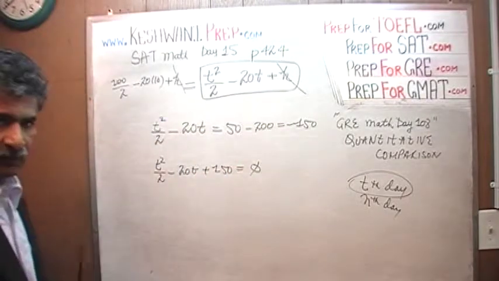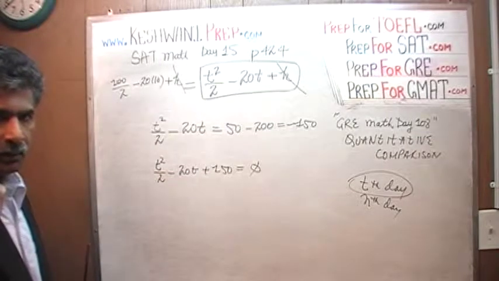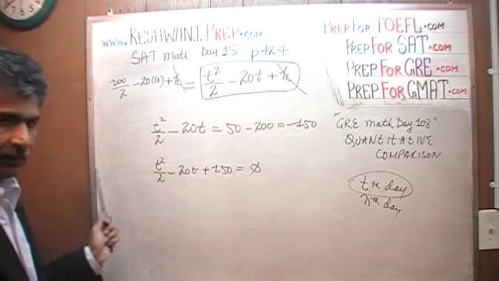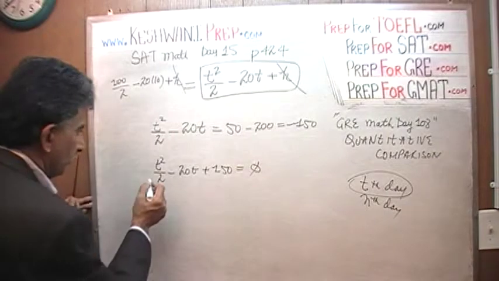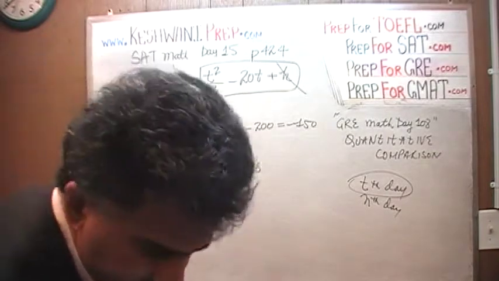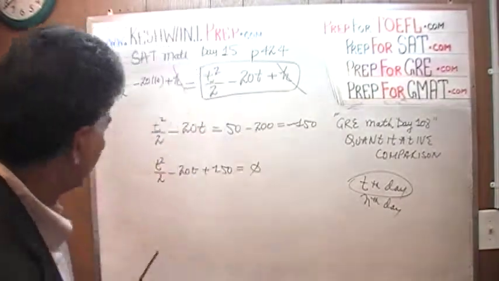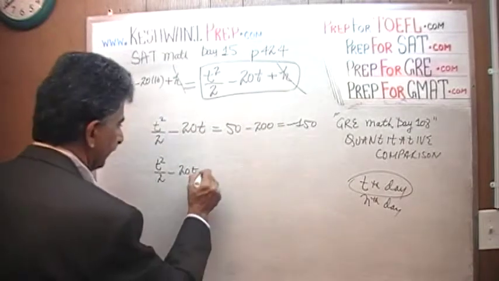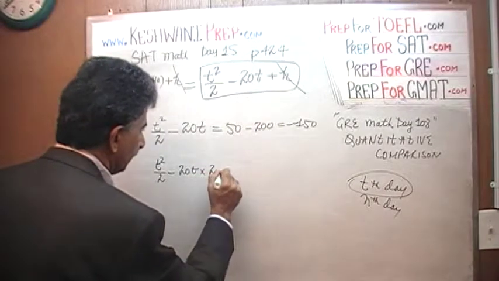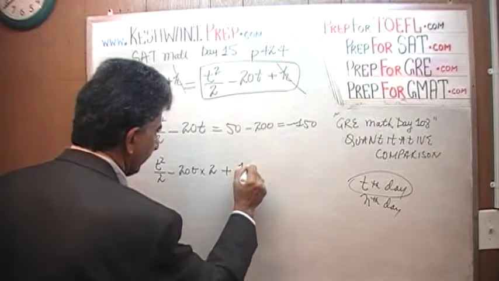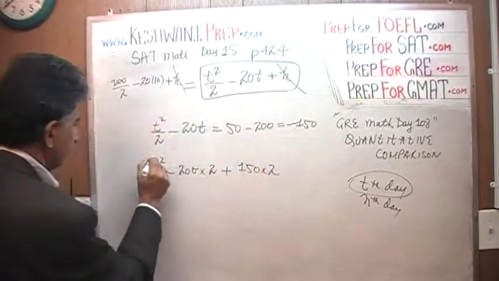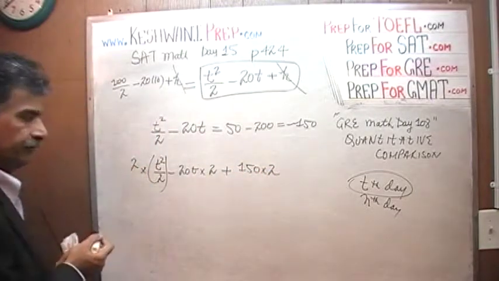We have to get rid of this 2 from the bottom because we want to write the quadratic equation in standard form. Let's multiply the entire equation by 2. If you multiply the entire equation by 2, what we are essentially doing is this: we go through each term and multiply it by 2. We take 20t and multiply it by 2. We take our positive 150 and multiply it by 2. And we take this quantity and multiply it by 2.